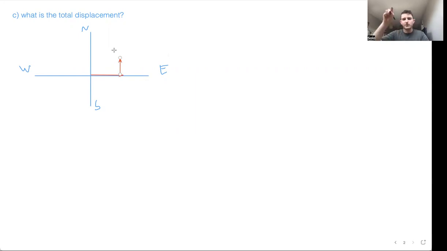So we have east and then we have north. And because it's displacement, we care about the direction, right? So this is going to be 22 meters east. And this is going to be our 10 meters north.